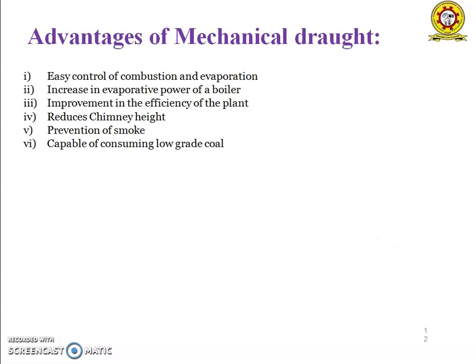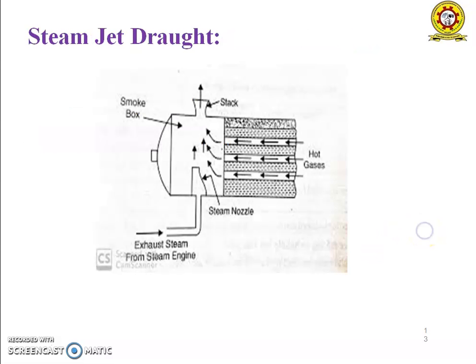And the advantages of the mechanical draught: easy control of combustion and evaporation, increase in evaporation power of the boiler, improvement in the efficiency of the plant, reduction in the height of the chimney, prevention of smoke, and capability of consuming low-grade coal. And this is the second classification of artificial draught: steam jet draught.